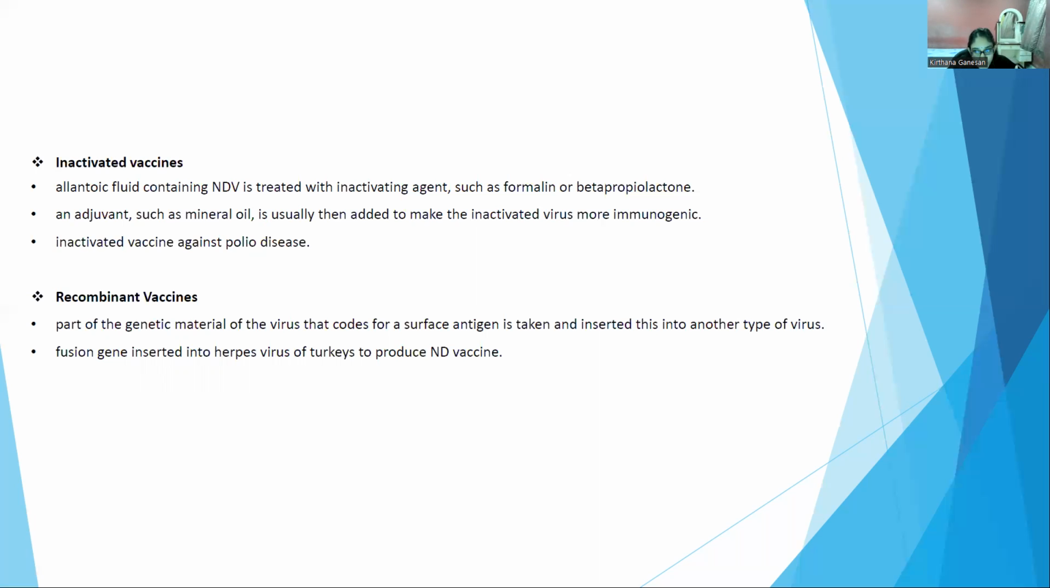Lastly, another type is the recombinant vaccine, which comes under the Newcastle disease virus vaccines. Part of the genetic material of the virus that codes for a surface antigen is taken and inserted into another type of virus. So the fusion gene inserted into herpesvirus of turkeys is used to produce Newcastle disease vaccines.